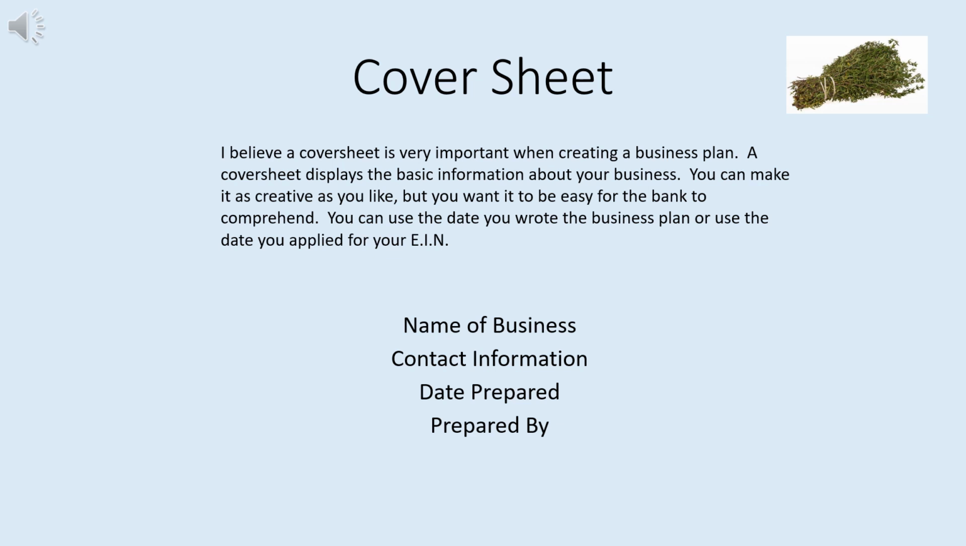EIN is an employer identification number, known as the Federal Tax Identification Number, and is used to identify a business entity. You don't have to have an EIN to get started, but it is one of the important things you will need to present to the bank. Name of business. Contact information. Date prepared. Prepared by.